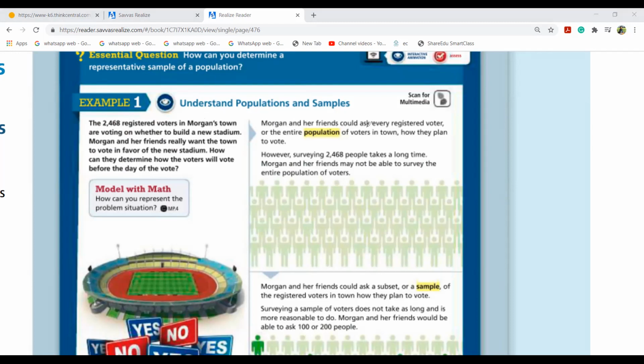Morgan and her friends could ask every registered voter, the entire population of voters in town, how they plan to vote. However, surveying 2,468 people takes a long time. Morgan and her friends may not be able to survey the entire population. They are surveying how many people? 2,468 people. They went for a survey to see how they are voting and what their plans are.